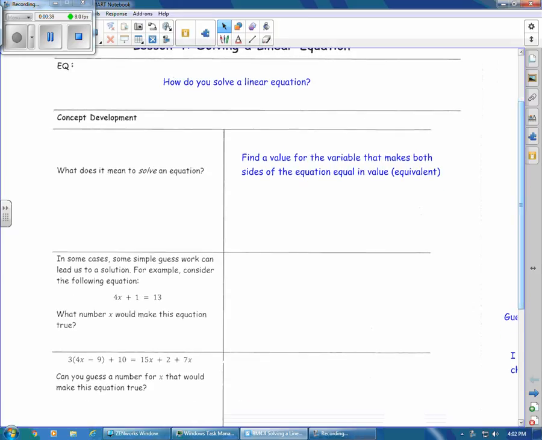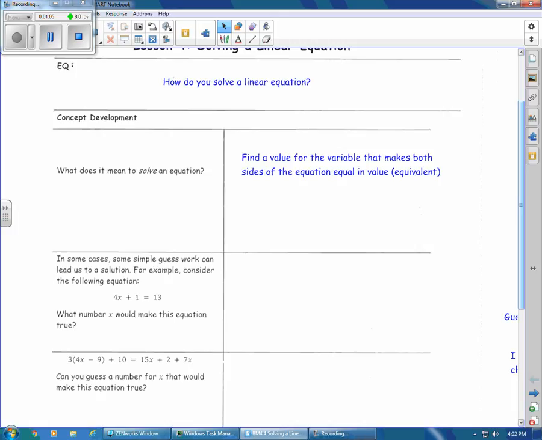In some cases, we have really simple equations, and simple guesswork will lead us to the solution, or if you know your multiplication facts, right off the bat you're going to be thinking, I know the answer to this question. So looking at the equation 4x plus 1 equals 13, what number for x would make this equation true? Some of you are going, oh, I know that's going to be 3. And others are going, how would she know it's 3? Is she just pulling that number out of the air?